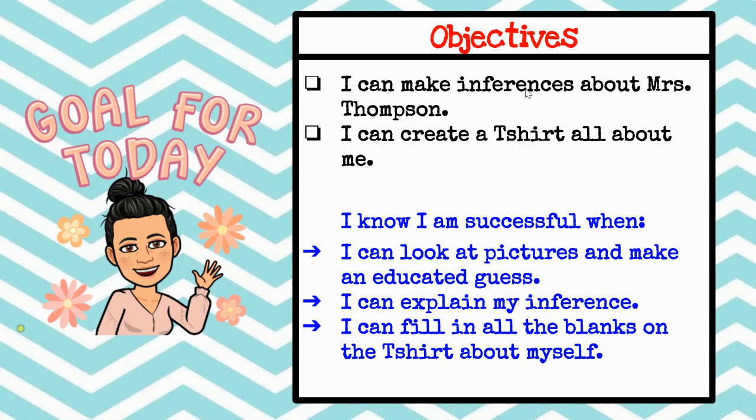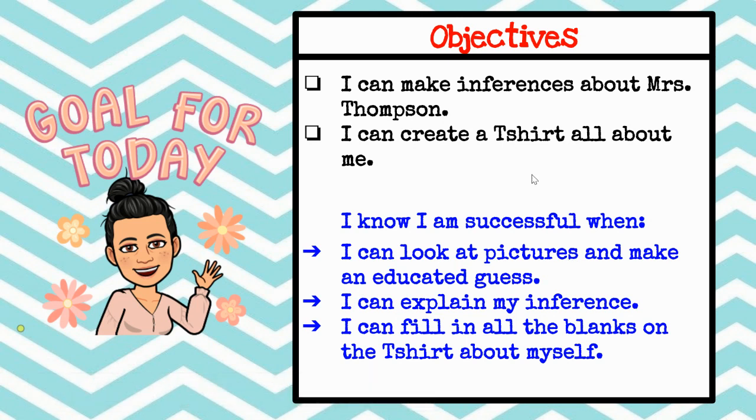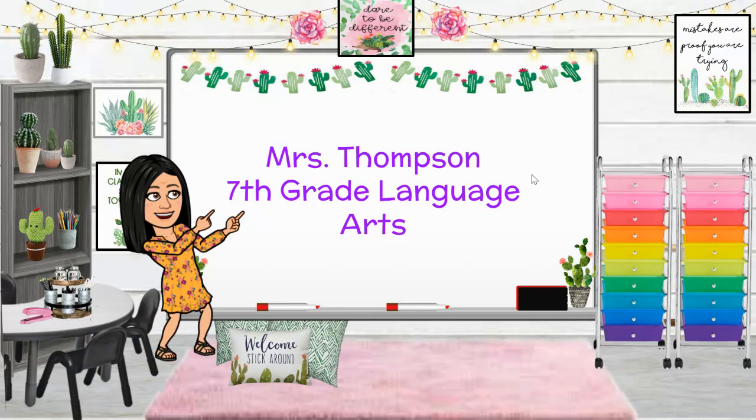So our objective for today is I can make inferences about Mrs. Thompson. An inference is an educated guess based on what you read or see. And then finally, I can create a t-shirt all about me. And I know I'm successful when I can look at pictures and make an educated guess, explain my inference, and fill in all the blanks on the t-shirt about yourself. So this is also a chance for me to get to know you today too.